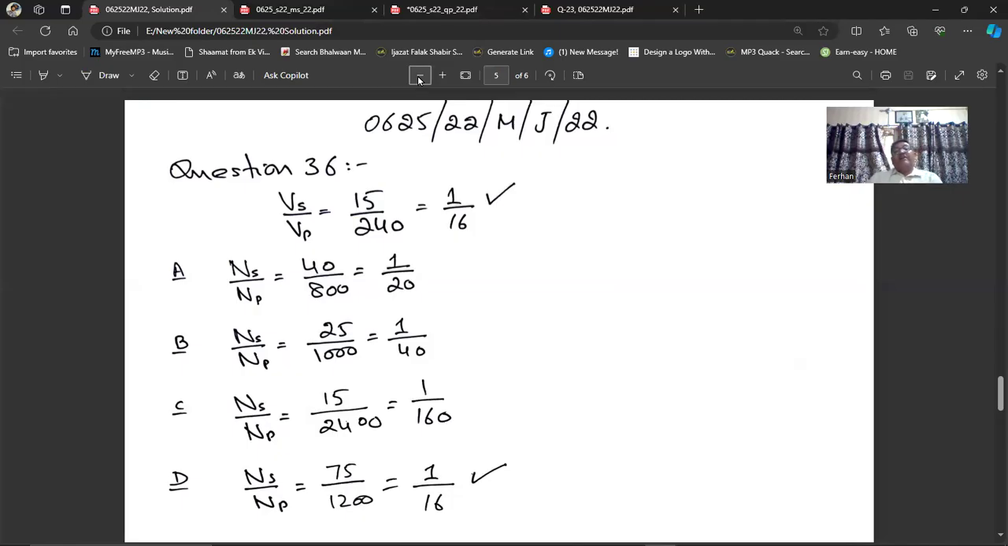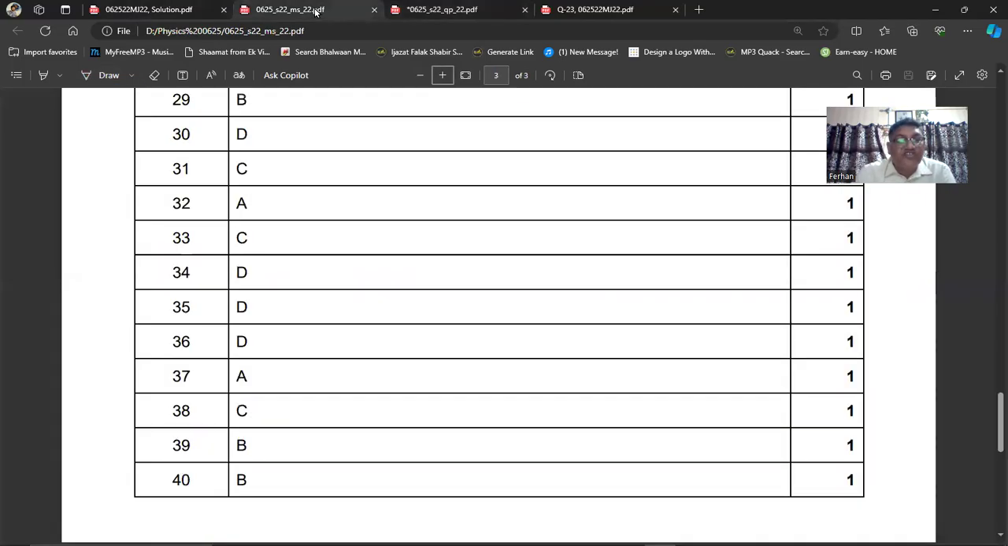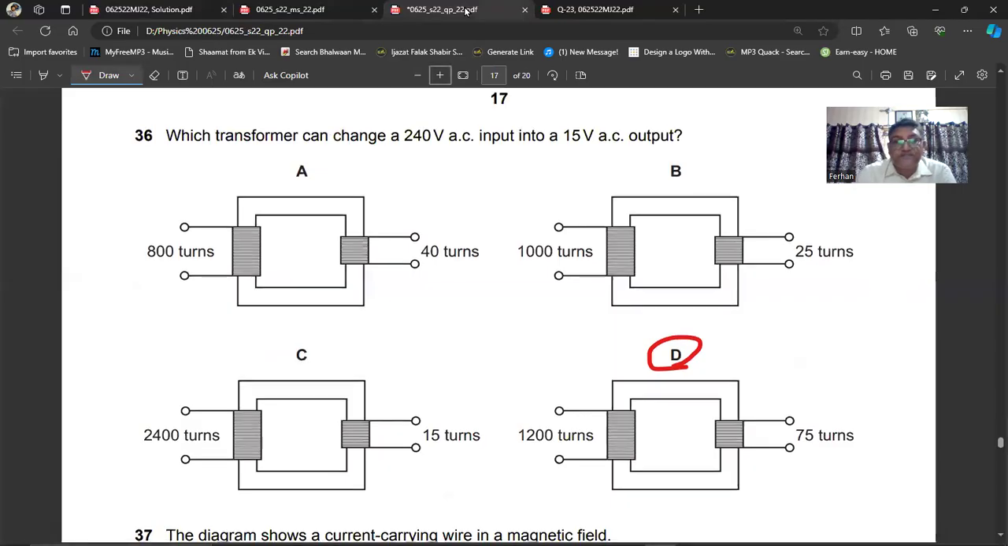So in the D part, the ratio of the turns of the secondary to the turns in the primary is the same as the ratio of the voltage in the secondary and voltage in the primary. So this is 1 by 16, this is 1 by 16. So D is the right option, sir. I hope you understand how I have done this. Question number 36, D is the right option.